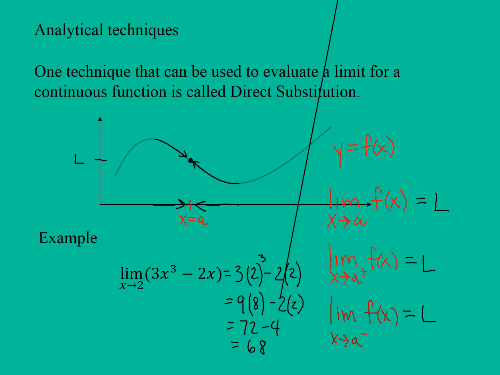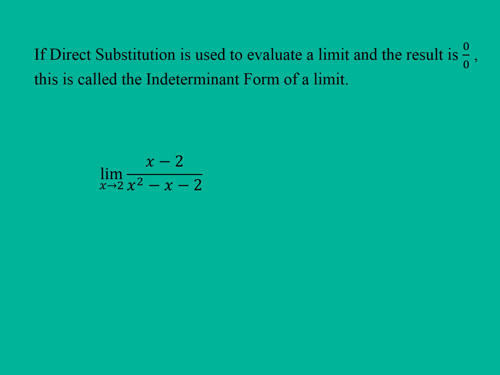which gives us 9 times 8 minus 2 times 2. That gives us 72 minus 4, which is 69. Fooled you, 68. So we can conclude that the limit of 3x cubed minus 2x as x approaches 2 equals 68. That's using direct substitution because we know we were working with a continuous function. The function is not undefined.